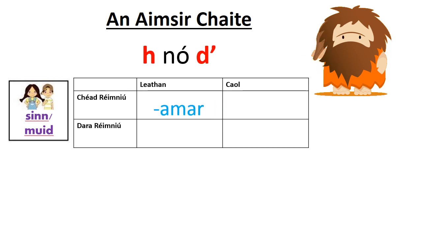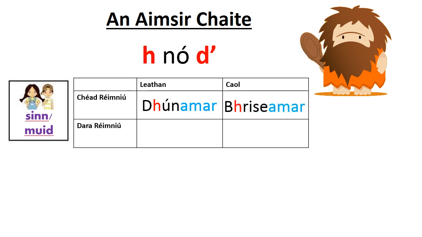Amar, A-M-A-R. For example, dúnamar, we closed. Now our caol ending is amar, but it's spelled with an E, like bhrisemar, we broke.